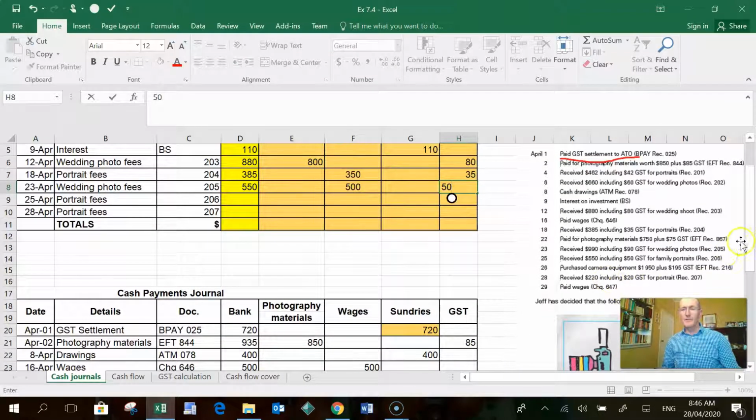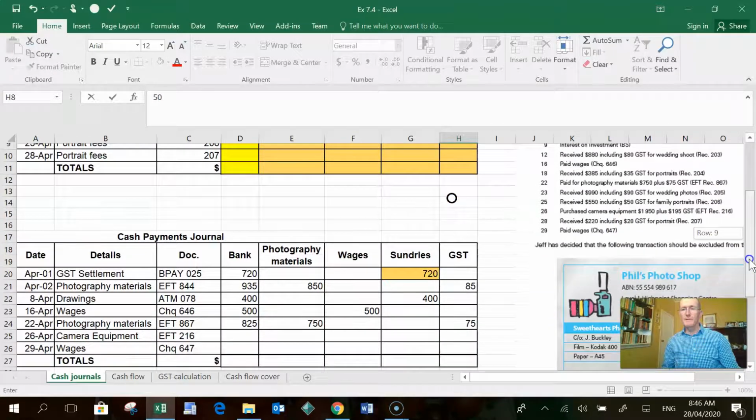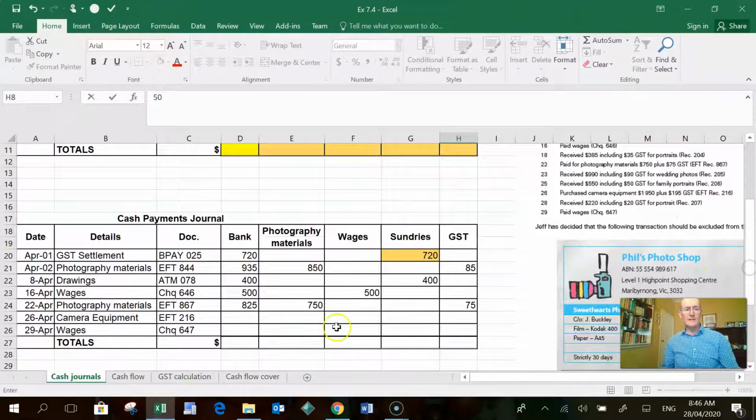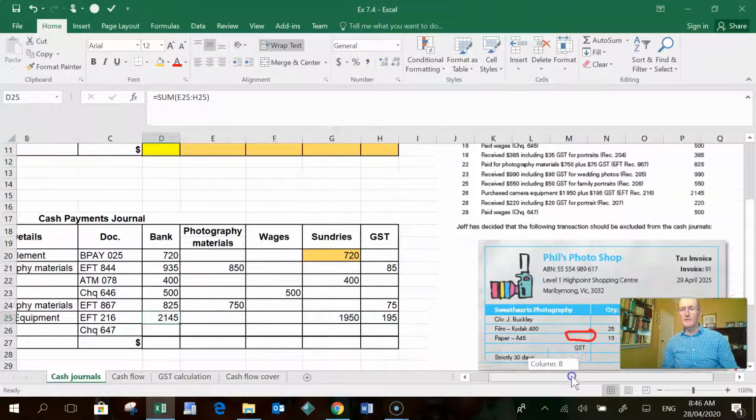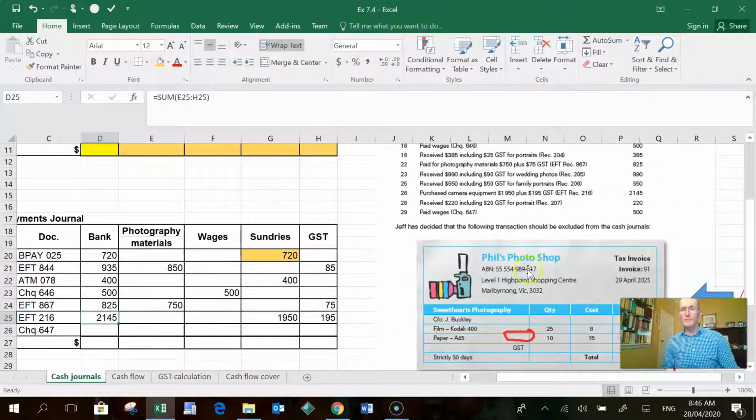Then we purchased camera equipment for $1,950 plus GST. So the camera equipment is obviously sundries plus your 10% tax. So if you want to do a calculation, hit that figure and then multiply by 10%. $195. Then you add those two together to get the total amount paid. So purchase camera equipment, if you go across there, you can see $2,145 is what was paid.